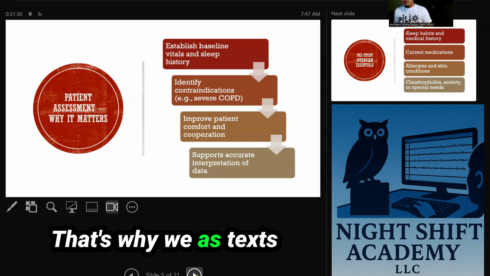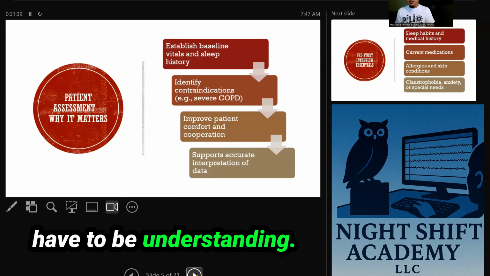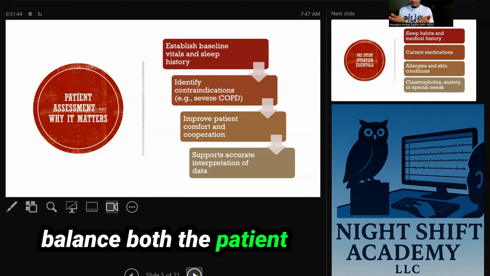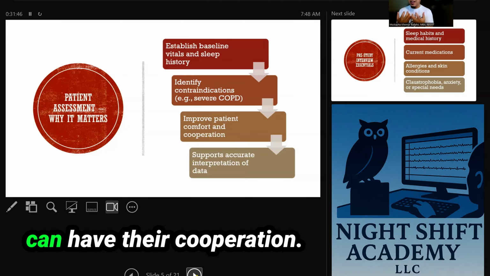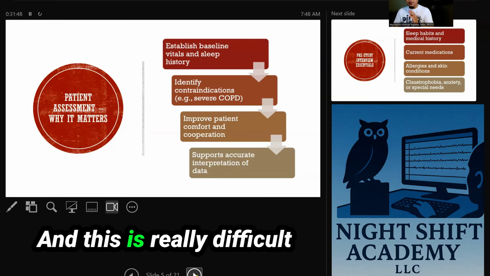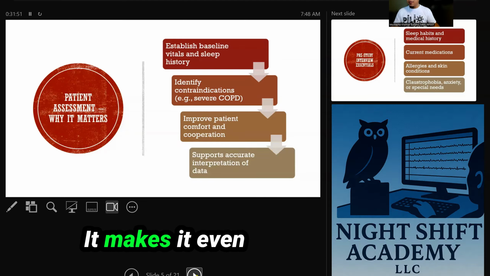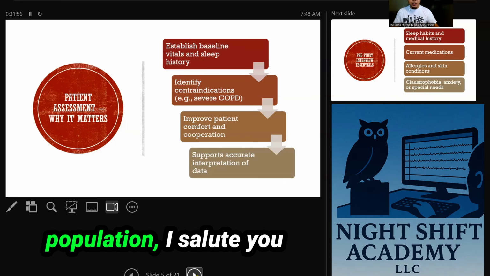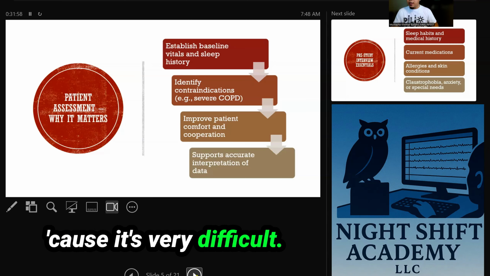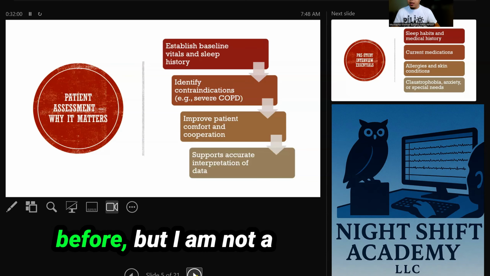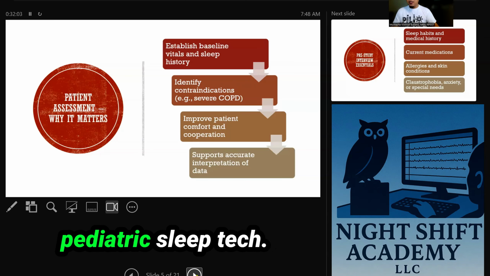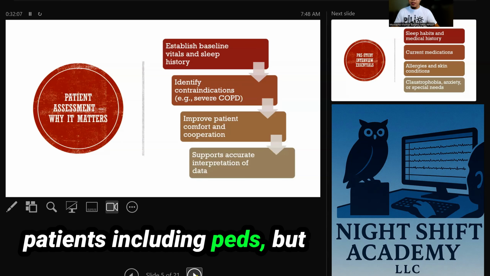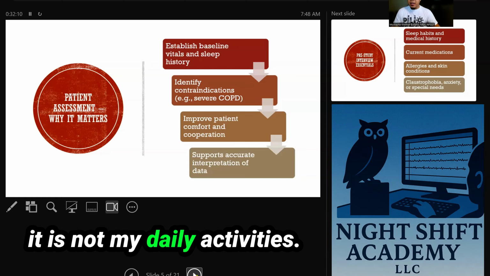That's why we as techs have to be understanding, calm, and professional, and we always need to balance both the patient's safety and comfort so that we can have their cooperation, okay? And this is really difficult when it comes to children. It makes it even more difficult. So for those who see children, the pediatric population, I salute you because it's very difficult. I've had some children before, but I am not a pediatric sleep tech. I have worked in sleep labs where we saw different patients, including peds, but it's not my daily activity.